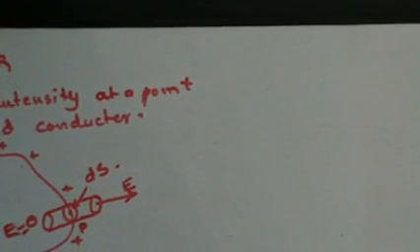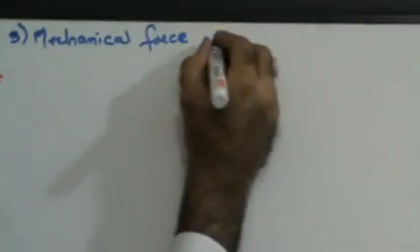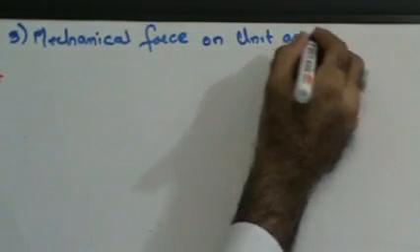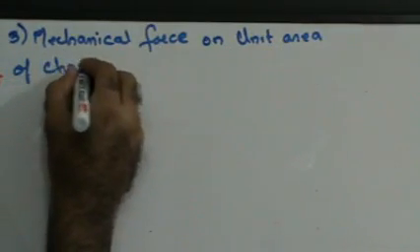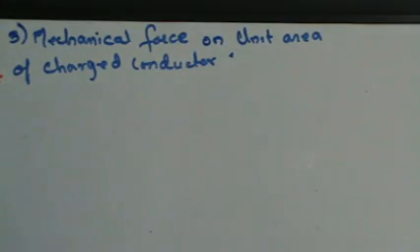Now if this is the electric intensity at a point outside the charged conductor, let us find out the mechanical force that it will exert. If this is intensity, that means it has to exert some mechanical force. Let's derive an expression for the mechanical force on unit area of charged conductor.